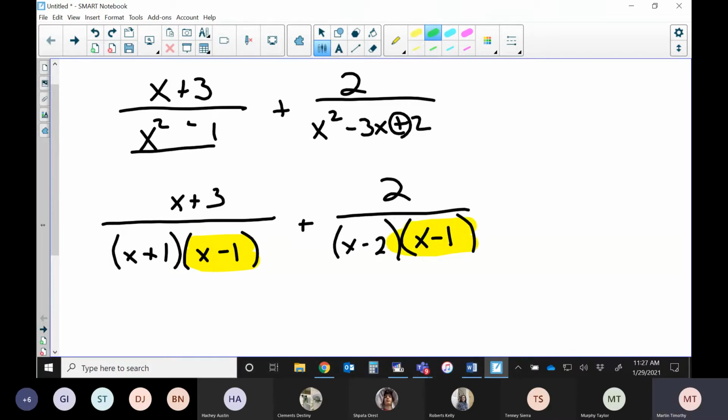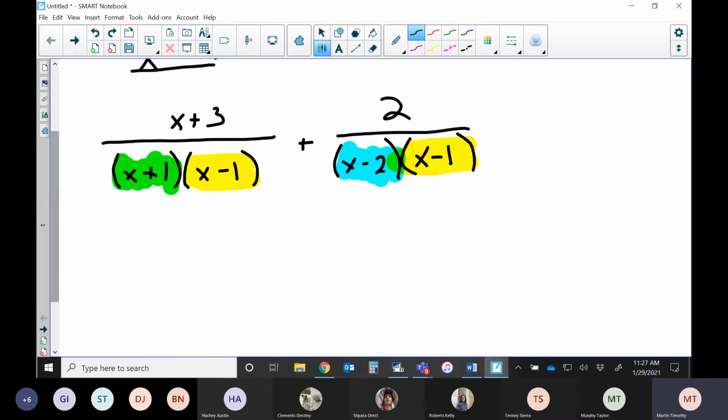But we need them to be the same denominator. So this one has this that one doesn't have. So the green from the left side, the right side doesn't have that. And this has this x plus 2 that the other side doesn't have. So I'm going, okay, how do I make this denominator the same as this?